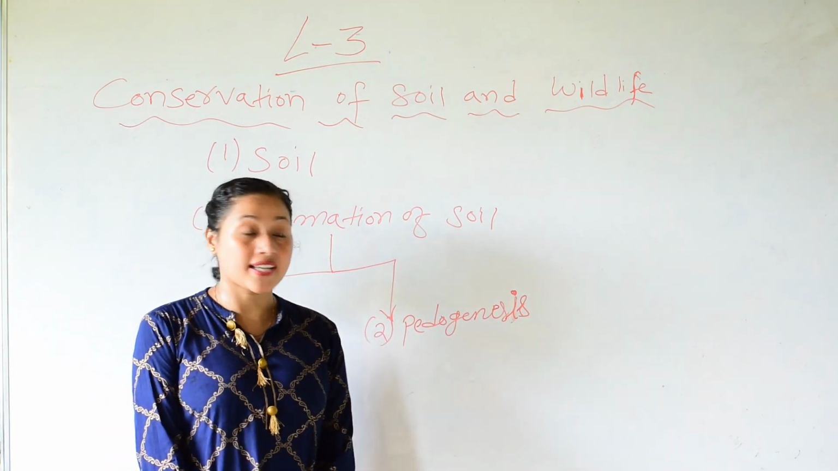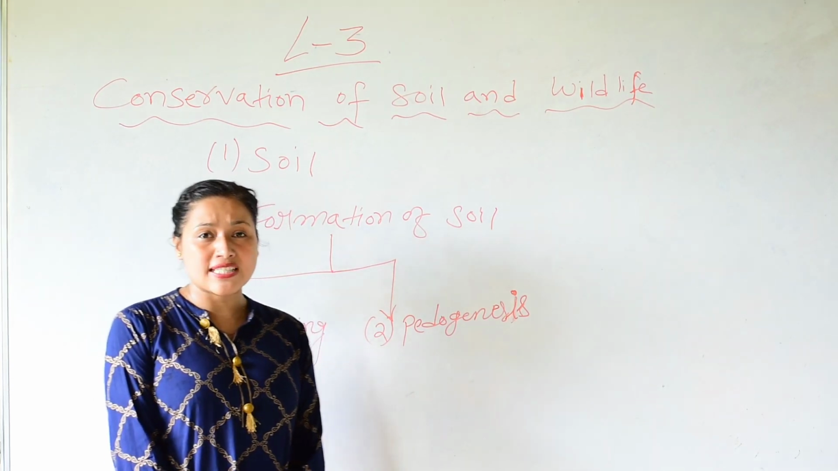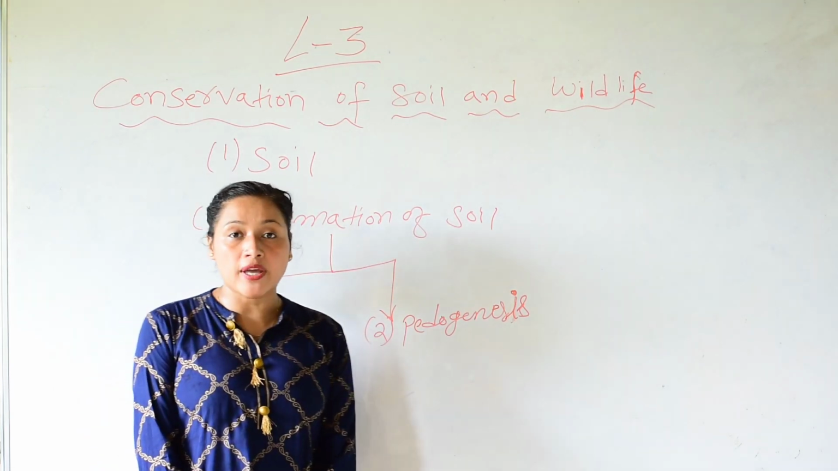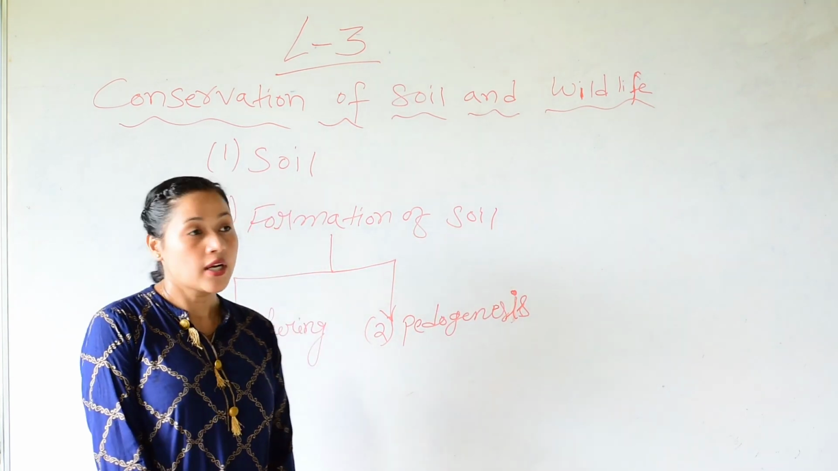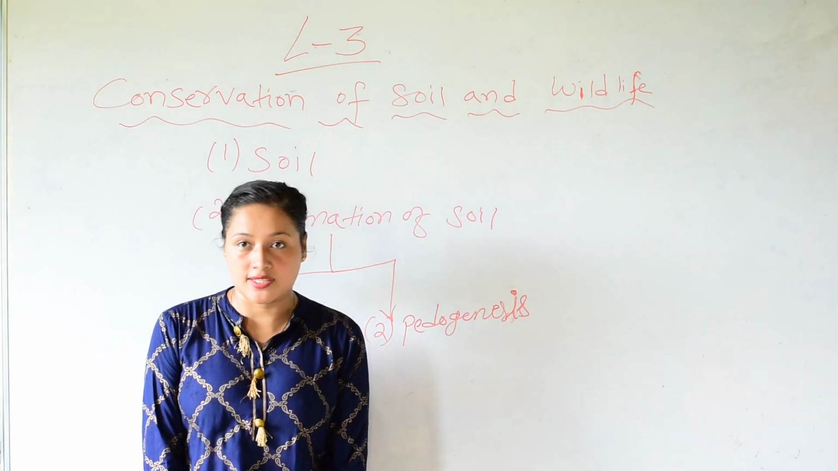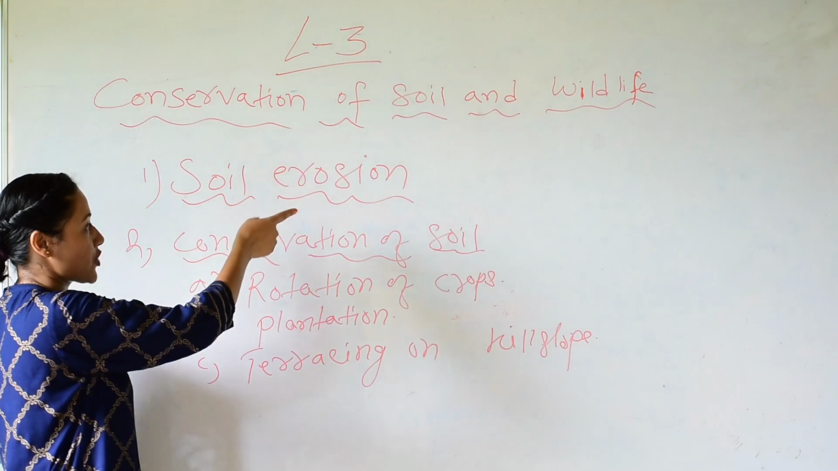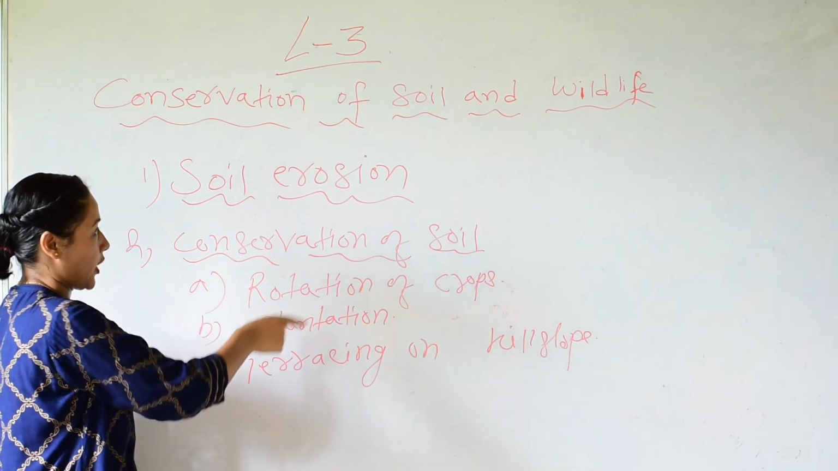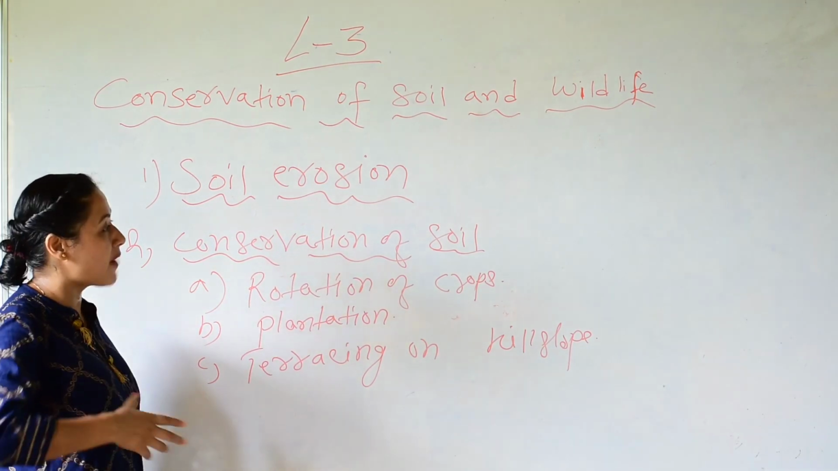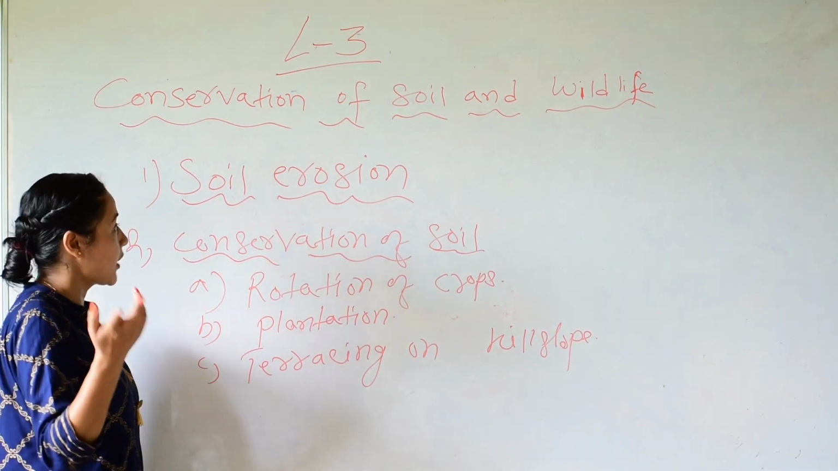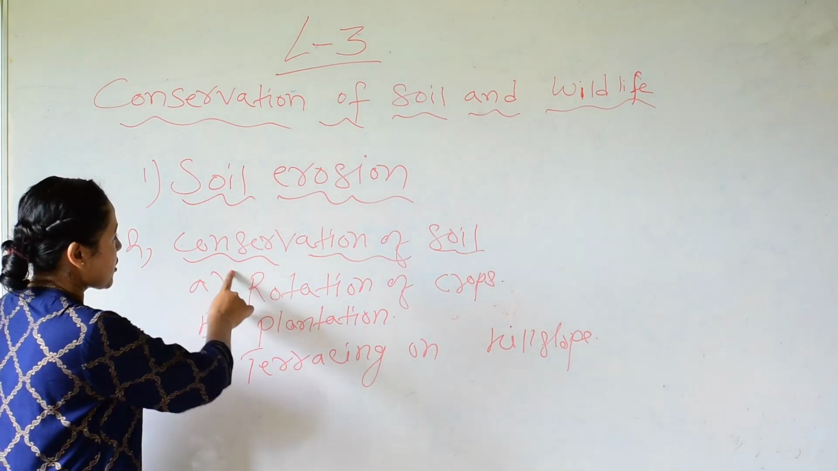And the second point under this formation of soil is pedogenesis. Pedogenesis is when the development or enrichment of soil is developed through humus. It is known as pedogenesis. Now to the second topic from our lesson, that is soil erosion, and under it conservation of soil. Soil erosion means when the topsoil is removed by flowing water or running water, we can term it as soil erosion. And under it, one point is conservation of soil.